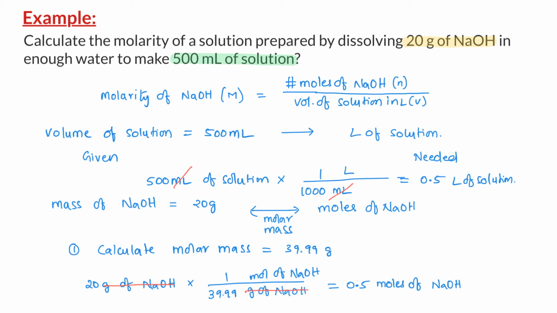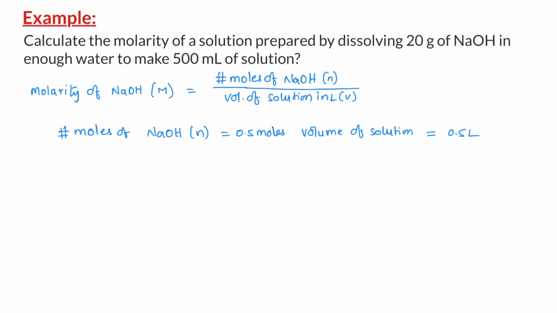Now we have both the number of moles of sodium hydroxide and the volume of the solution. We plug these values into the formula to calculate the molarity of the solution. Molarity of sodium hydroxide is equal to the number of moles of sodium hydroxide divided by the volume of solution in liters. We have 0.5 moles of sodium hydroxide and half a liter of solution. If we do the math, we get 1 mole per liter, or a 1 molar solution.